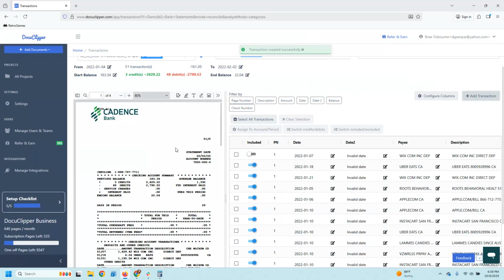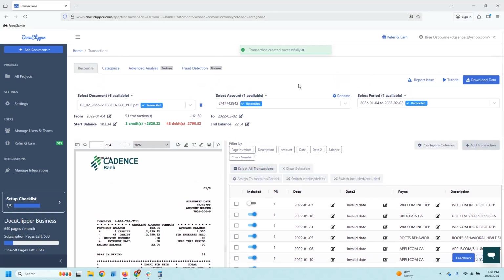So those are our most common scenarios where you will see your statement fall out of reconciliation. But of course, if you come across any other issues, please reach out to support@DocuClipper.com.